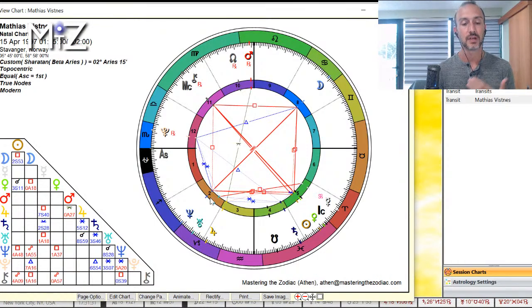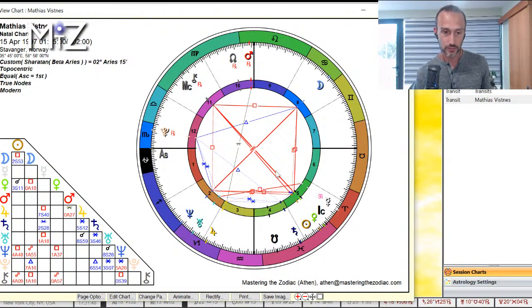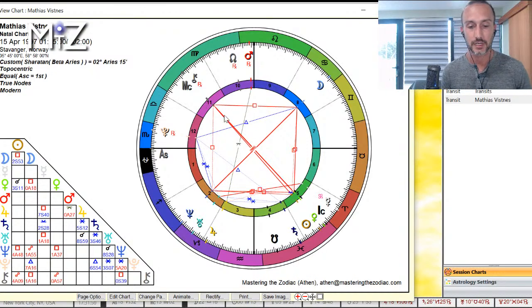Now we're going to talk about what are the fixed houses, or more accurately, the succedent houses, but you can just simplify and call it the fixed houses. And this also forms a square. It's all of the houses that are in between the lines. You have your 2nd house, your 5th house, your 8th house, and your 11th house. In Matthias's chart, you can see there's what's called a grand cross here. The squares are connecting all of his succedent, or let's simplify and call it fixed, his fixed houses.